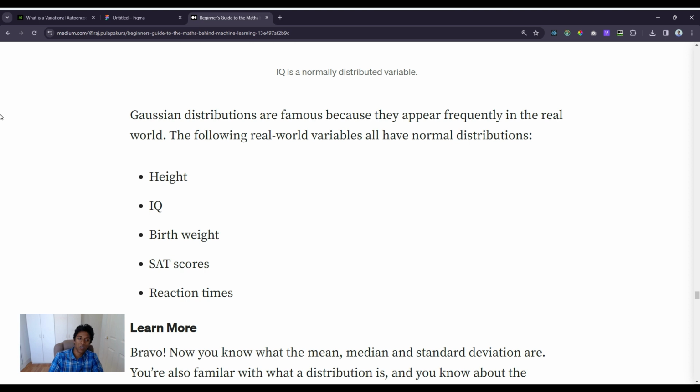Now, the reason Gaussian distributions are famous is because they appear frequently in the real world. Here are just a few real world variables that all have normal distributions: height, IQ, birth weight, SAT scores, and reaction times.